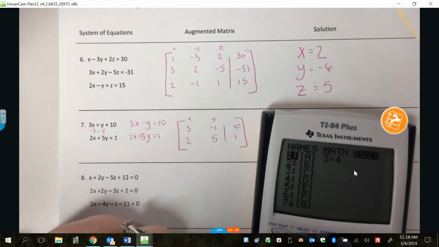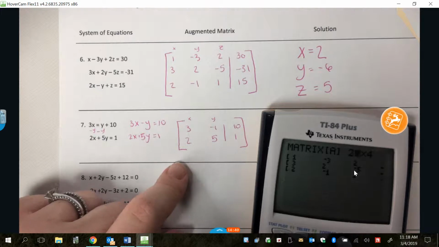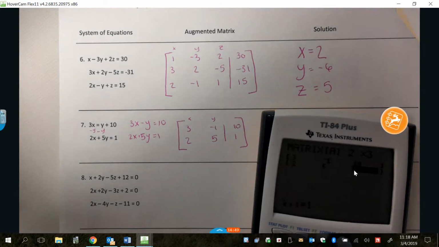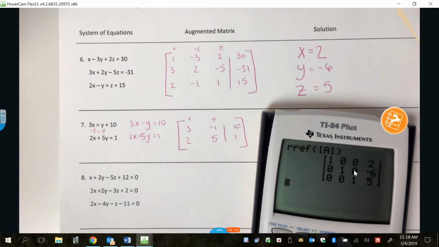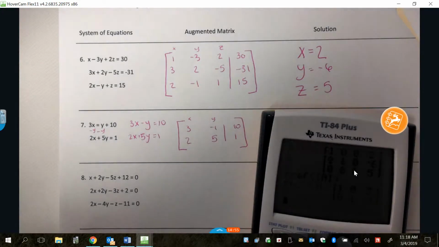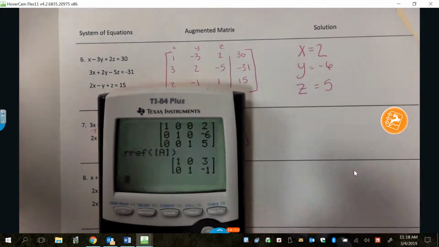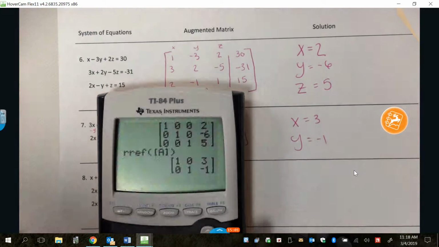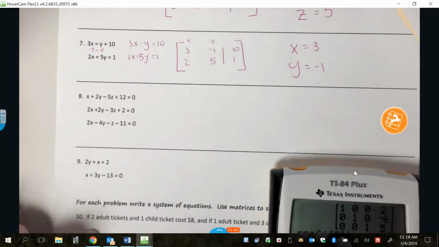Go back to matrix A. This is a 2 by 3. So 3, negative 1, 10. 2, 5, 1. So I'm going to redo that. And now I get x equals 3, y equals negative 1. So now let's look at the next one.